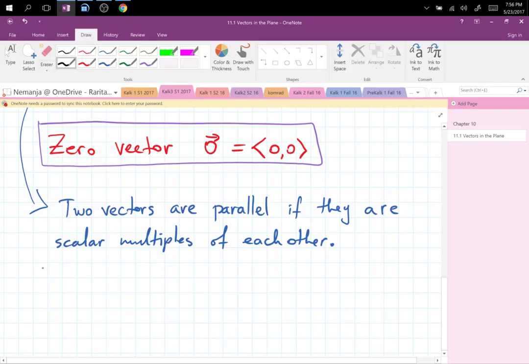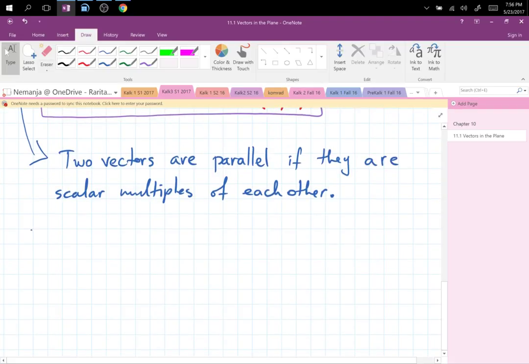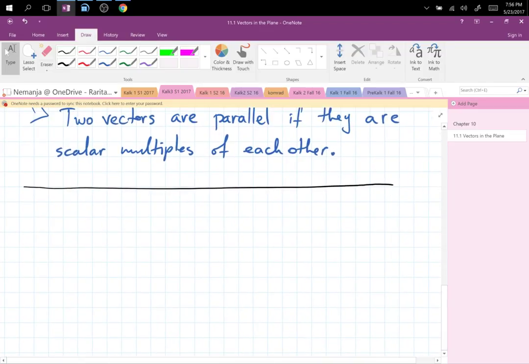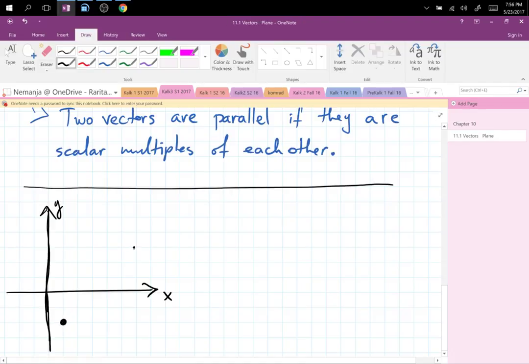Now, one of the basic skills is how to find a vector that stretches between 2 points. So let's have an x and y plane, and we pick 2 points. So what is the vector that stretches between these 2 points? What is vector AB?